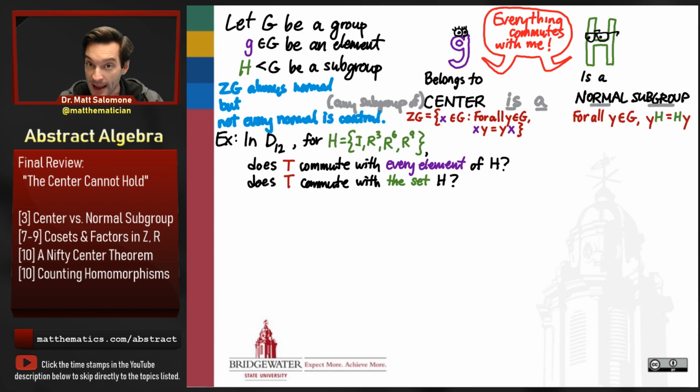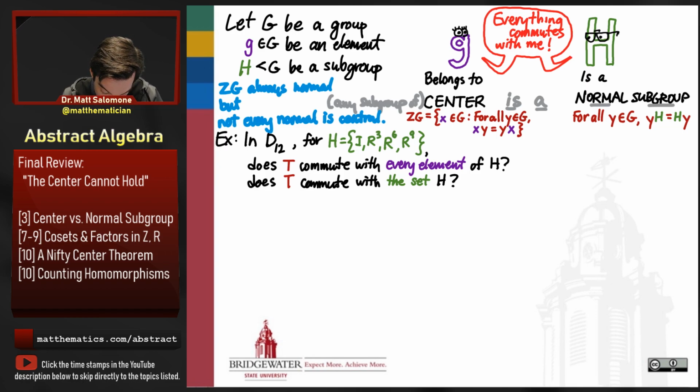And so I want to ask two similar questions. Pick an element from D12. I'm going to pick the reflection, whatever standard reflection that we fix across an axis of symmetry of that dodecagon. Does that reflection commute with every element of my subgroup? And separate question, does that reflection commute with the set H? And if you grasp the difference between these two questions, then you're grasping the difference between center and normal subgroup. Right? So, okay, let's try and answer each of these questions.